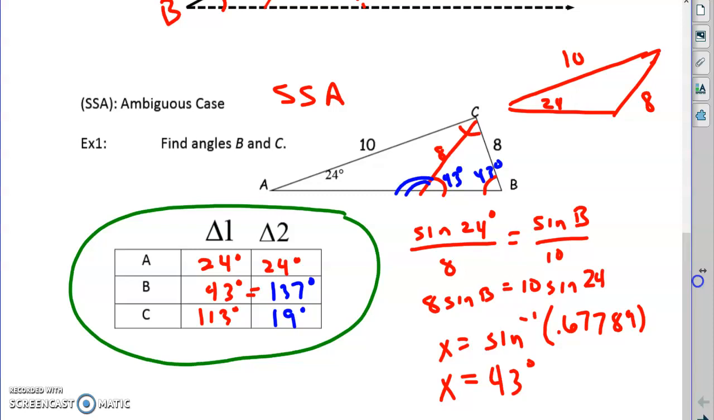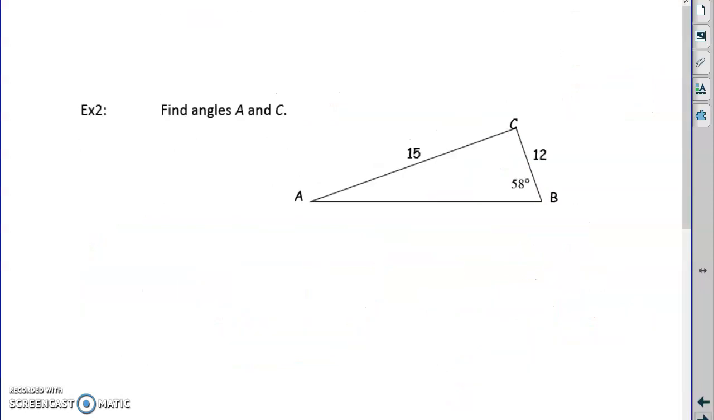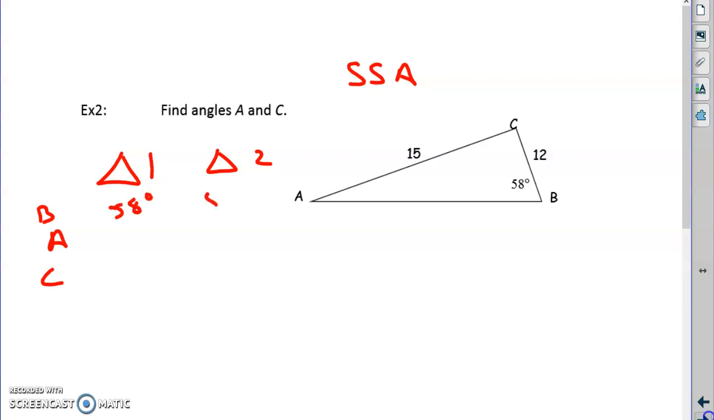That would be the two different options for triangle 1 and triangle 2 with this 24, 10, 8 setup. Again, ambiguous case. SSA, set it up, two triangles possible. Let's try it again. Angle B, 58 degrees. Side B, 15. Side A is 12. Do we have that angle side side? We absolutely do. So let's create our two triangles. This time we know angle B. We don't know A. We don't know C. B has to be 58 no matter what.